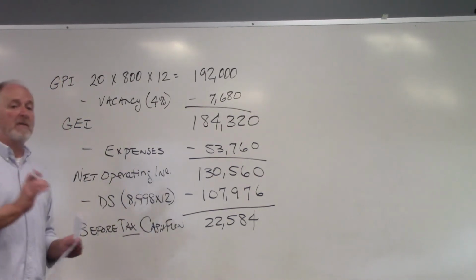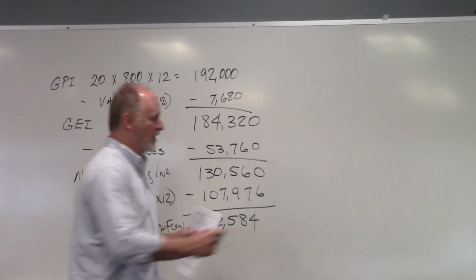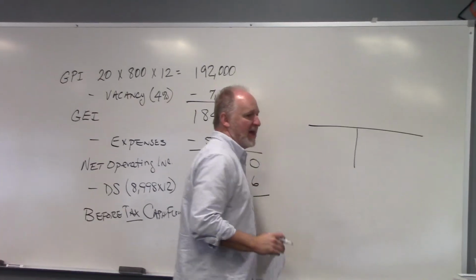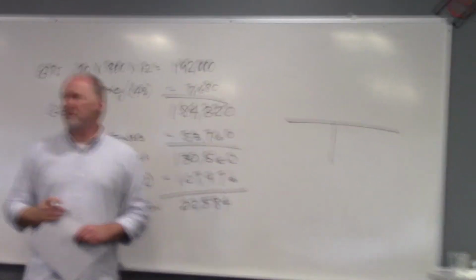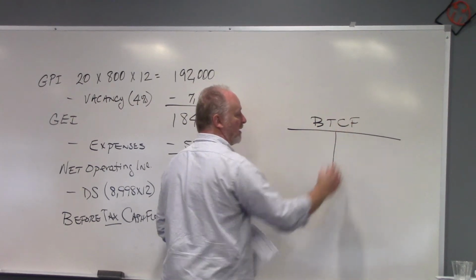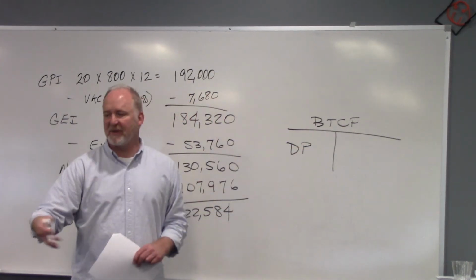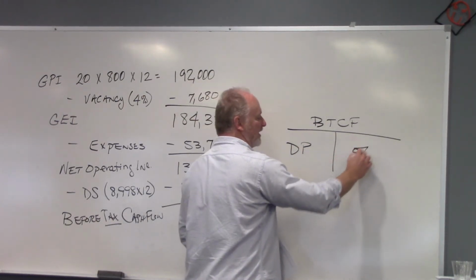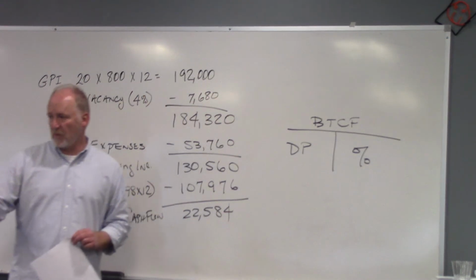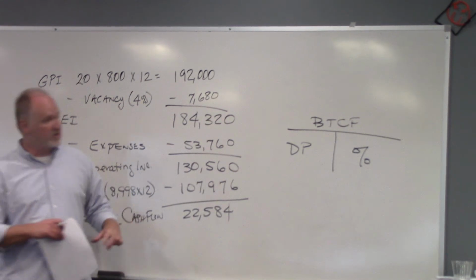I'm going to create a T-bar here. And it's basically going to be the relationship between your before tax cash flow and your down payment. Your original investment, your down payment, is obviously going to give you the percentage. Now, who asked to see this problem? Jim. Okay. Do you understand the before tax cash flow? We're good. We just plugged that in.